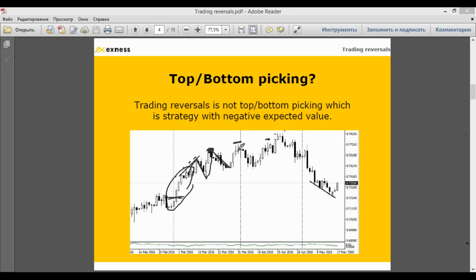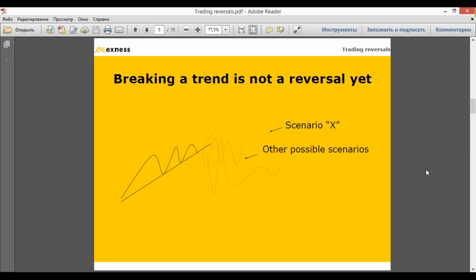It goes in a stair-stepping mode, and even if we are trading counter trend, we are able to capture a reversal trade from the upper side of the range and from the lower side of the range. It doesn't matter. And that is what our webinar is all about. All right, breaking a trend is not a reversal yet.